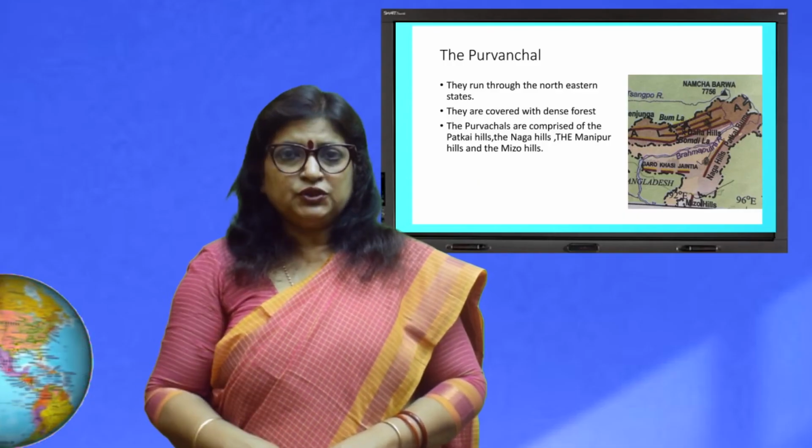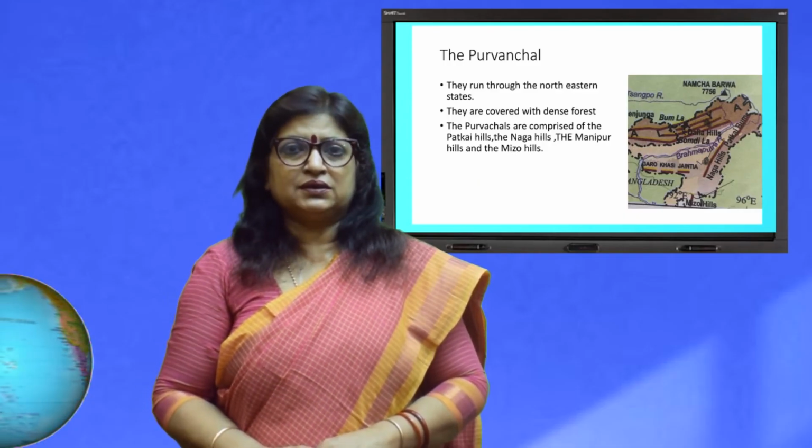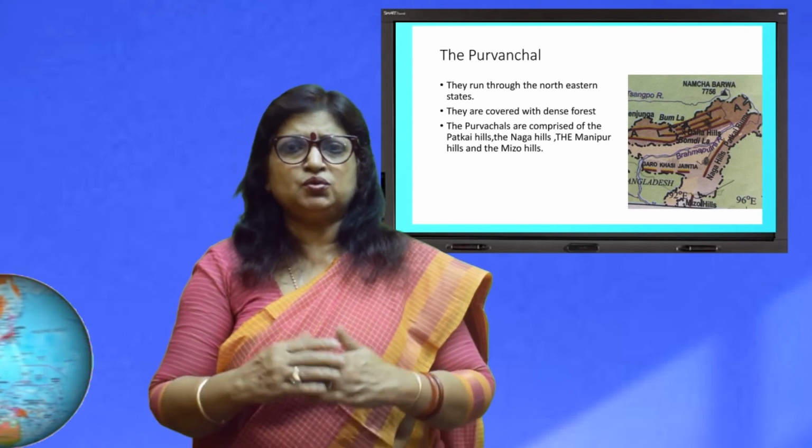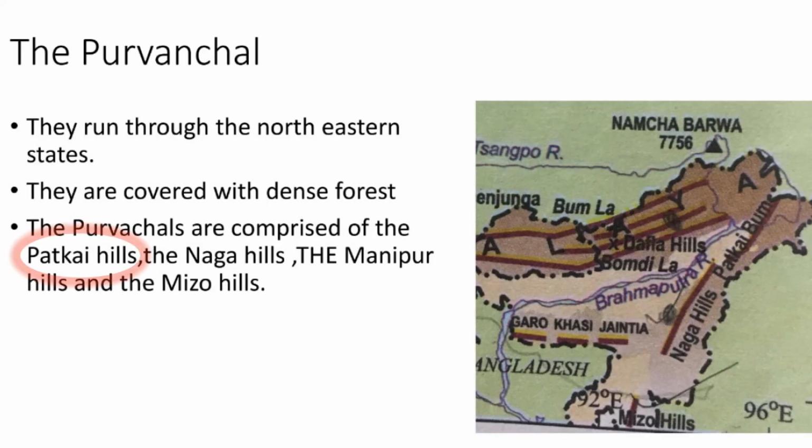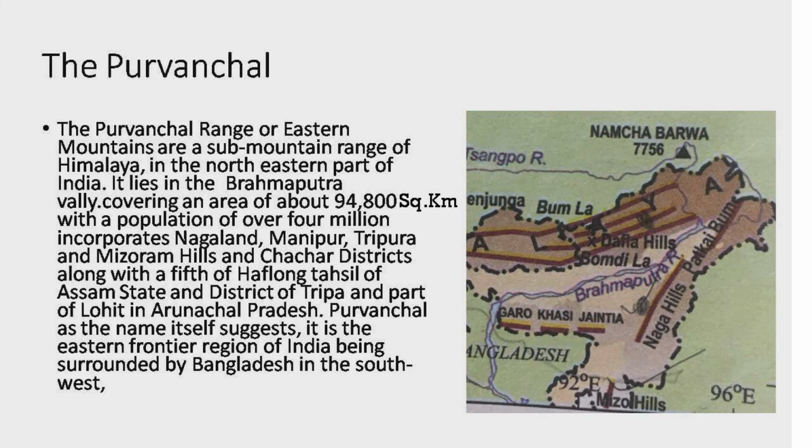This Purvanchal is marked with a number of hills that run more or less parallel to one another. They are Patkai Hills, Naga Hills, Mizo Hills and Manipur Hills. Let us know something more about the Purvanchal range, which is otherwise called the Eastern Mountain. This mountain is a sub-mountain range of the Himalayas in the northeastern part of India. It lies south of the Brahmaputra Valley.